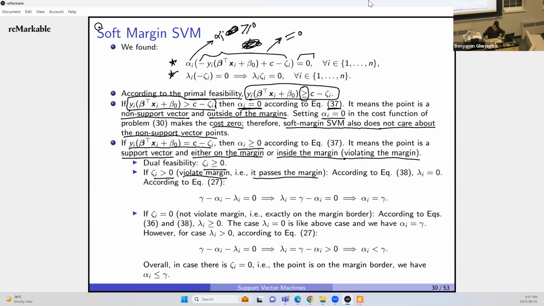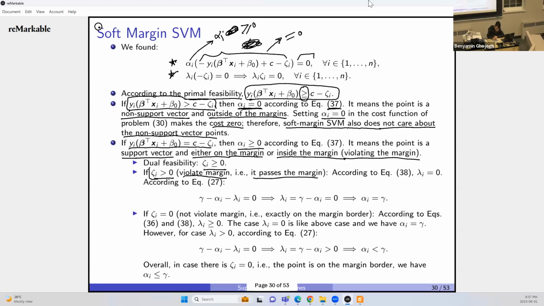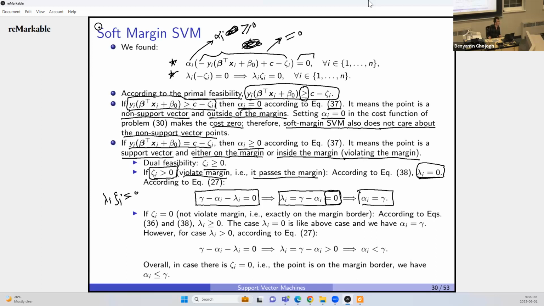According to equation 38, what was 38? 38 was this, one of the complementary slackness ones. Lambda i zeta i equals zero, right? We just assume the case zeta i is greater than zero. As lambda i zeta i is zero, when zeta i is greater than zero, lambda i must be zero. So lambda i must be zero in this case. According to equation 27, this was equation 27 that we had, okay? We can rearrange it. Lambda i will be this. And lambda i, we said, should be zero. Therefore, this should be zero. Rearrange that, alpha i becomes gamma, okay? So when we are violating, we are inside the margin, the alpha i is gamma.